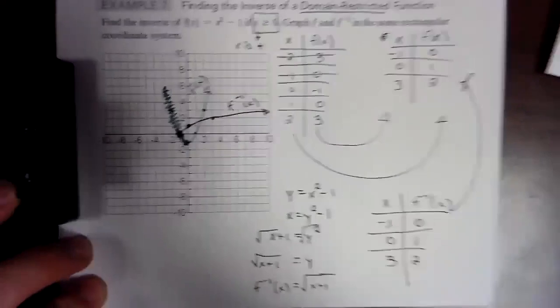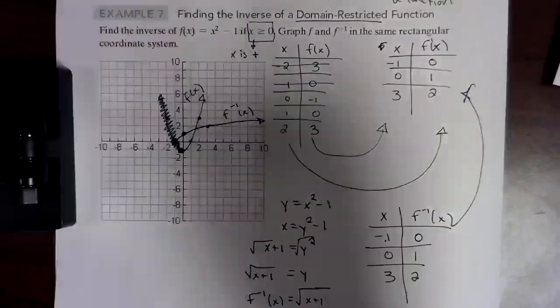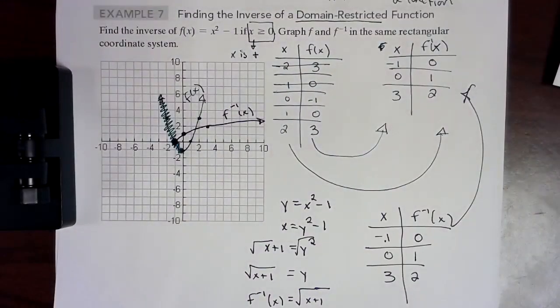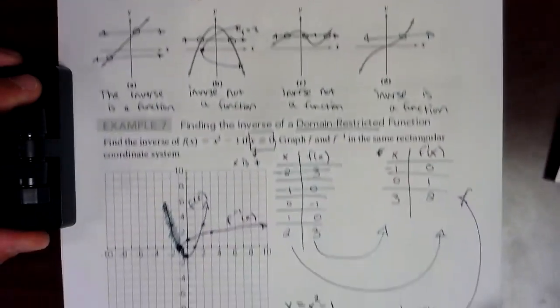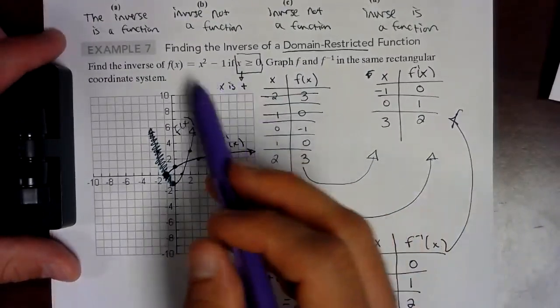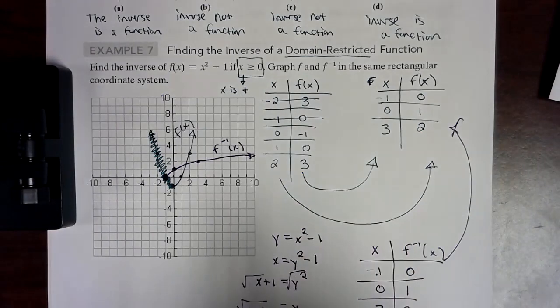All right, so yes, there's a lot going on when we need to restrict the domain. We only need to restrict it if our function is not 1-to-1, meaning it does not pass the horizontal line test. If it doesn't pass the horizontal line test, we'll always restrict the domain to just be the x values that are bigger than 0.